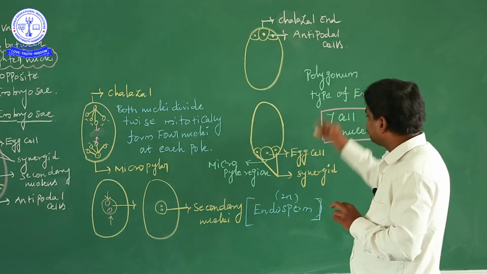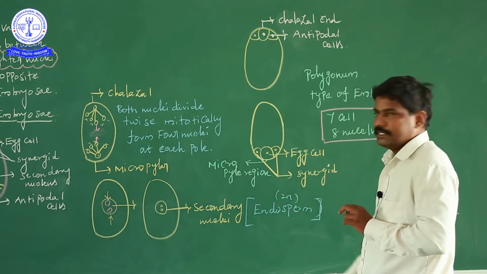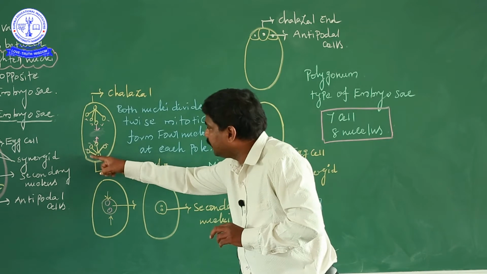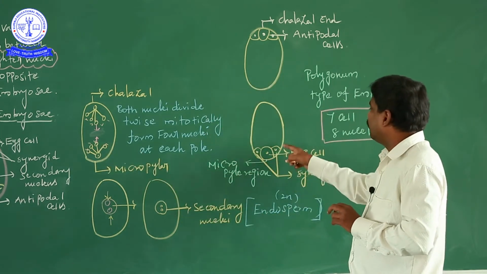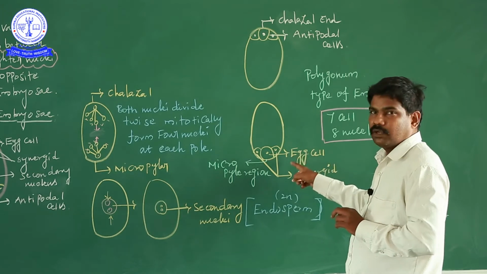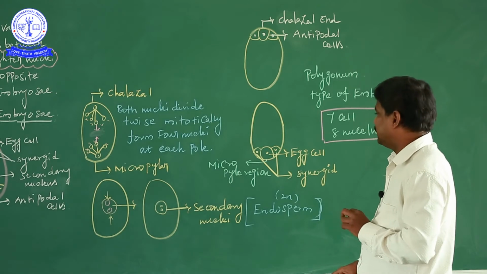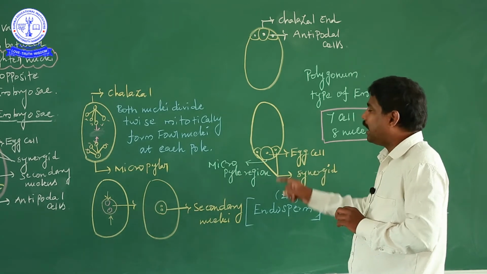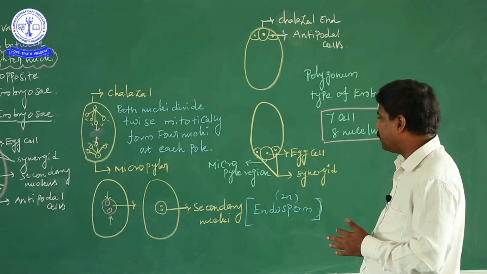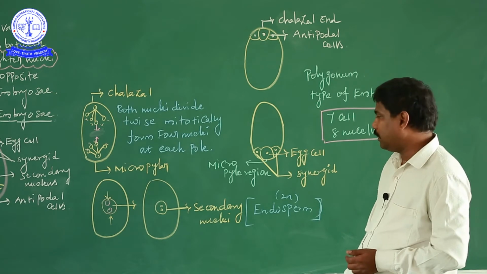And then in the micropylar region, the remaining three nuclei form the egg cell and synergids. The largest cell is called the egg cell, and the two cells beside it are the synergids. That is called the egg apparatus. So the egg apparatus is formed in the micropylar region.